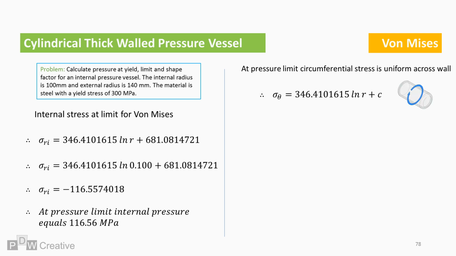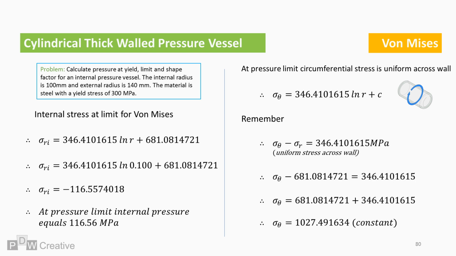Circumferential stress is next, but we need to work out another constant first. We can find this as we know both stress max and radial stress. And by using the first constant, we find 1027.49 for the circumferential.